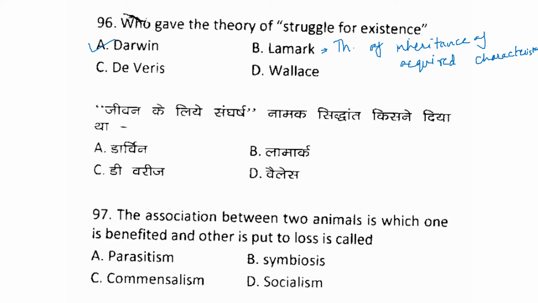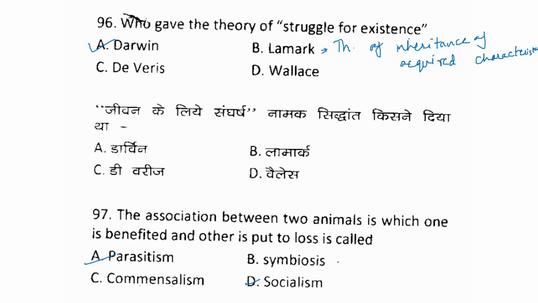Now the next question: the association between two animals in which one is benefited and the other is put to loss is called parasitism. Symbiosis is when both are benefited. In commensalism, one is benefited but the other is neither harmed nor benefited. Sociality is when they live in communities, and it is shown by ants or honeybees.